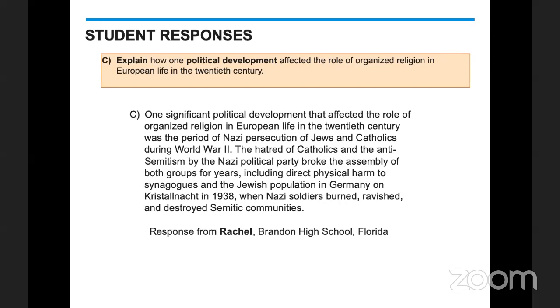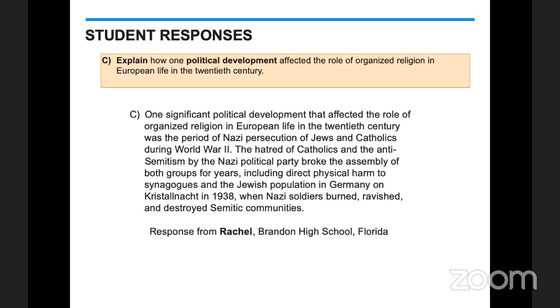One significant political development that affected the role of organized religion in European life in the 20th century was the period of Nazi persecution of Jews and Catholics during World War II. The hatred of Catholics and the anti-Semitism by the Nazi political party broke the assembly of both groups for years, including direct physical harm to synagogues and the Jewish population in Germany on Kristallnacht in 1938, when Nazi soldiers burned, ravaged, and destroyed Semitic communities.